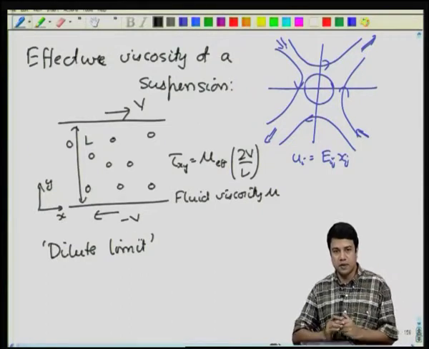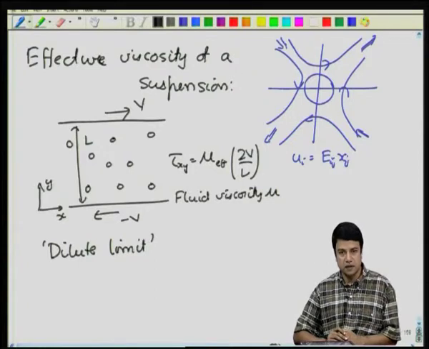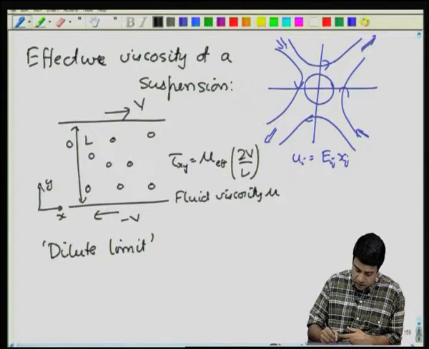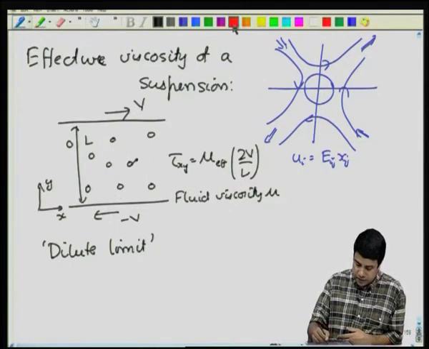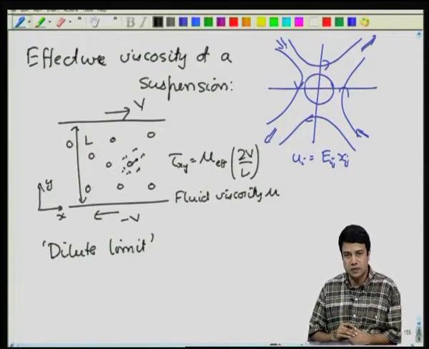Only in the dilute limit. The assumption here is that the velocity field, the velocity disturbance due to one particle. So, if I have one particle that is moving in some direction, that is causing a velocity disturbance in the fluid. There is a small velocity disturbance due to one particle in the fluid.